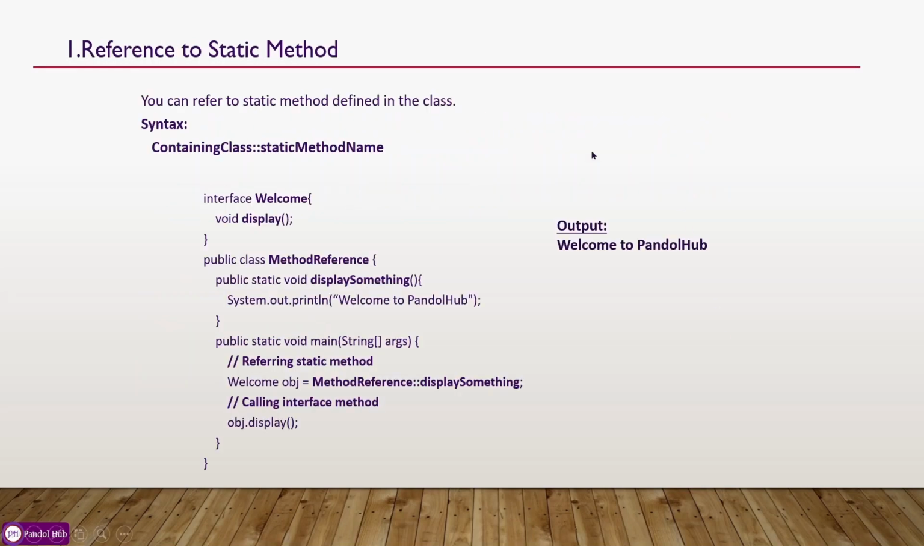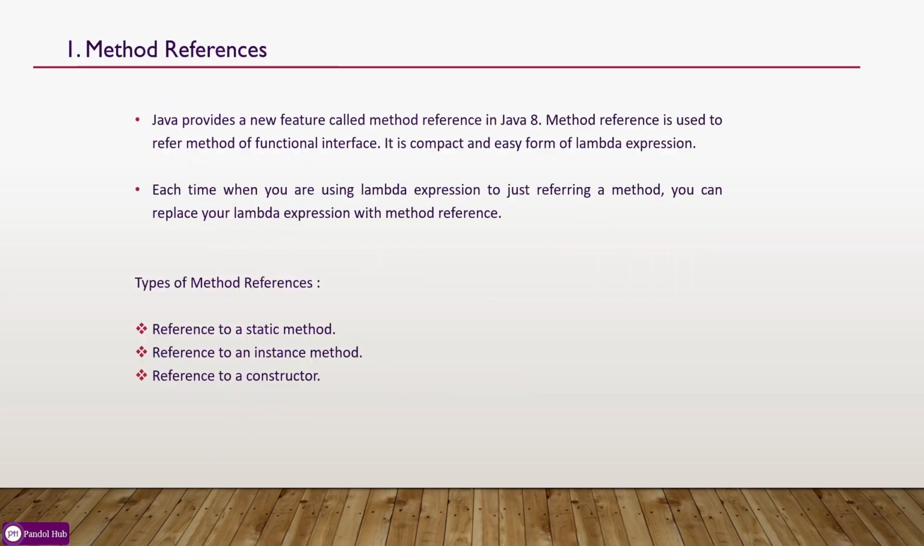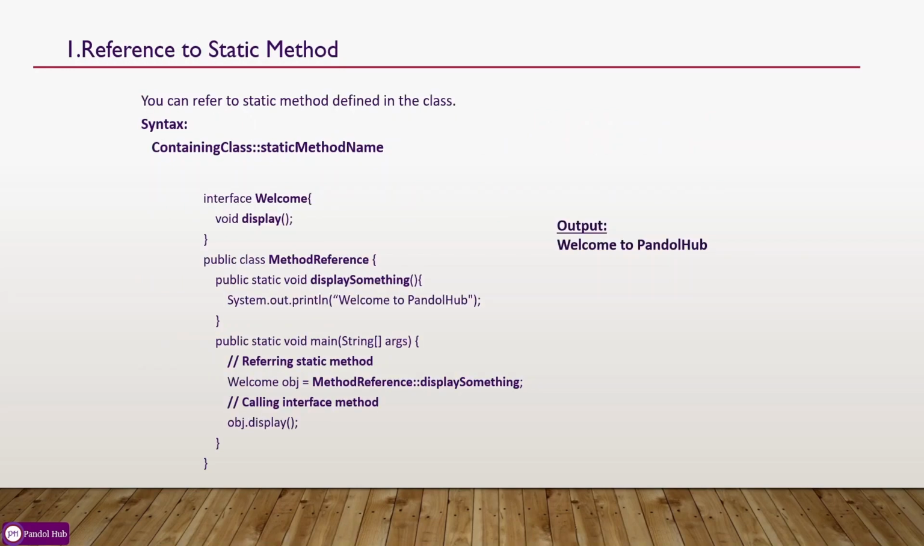So when you look at the static method, the method reference is not the usual way of calling it. It is referring to a static method in a different way instead of the traditional way. Usually we call it using a class name or an interface name directly. But using method reference, for example, we have an interface Welcome with an abstract method. So this is a functional interface.